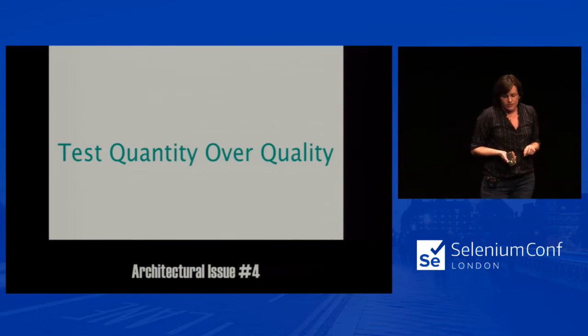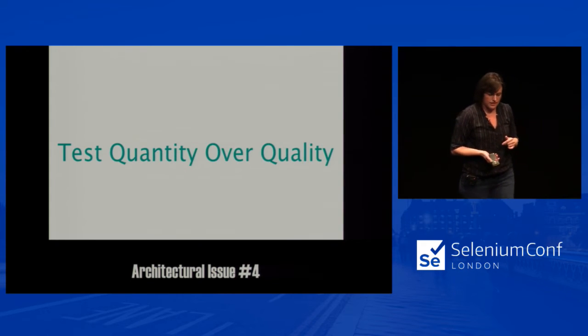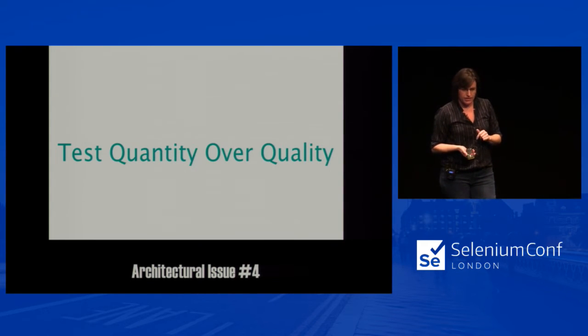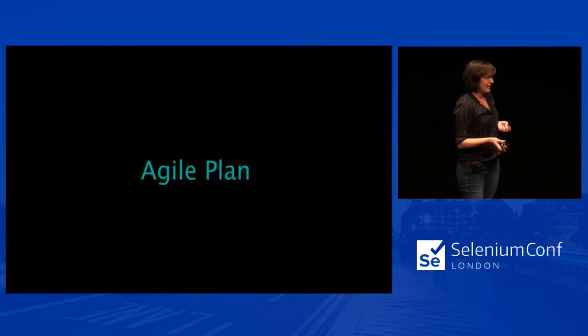So for test quantity over quality, there isn't actually anything concrete here on its own. As you'll see, we'll try to flip this ideology by addressing the quality of test coverage in our plan for refactoring, which leads to the Agile plan.